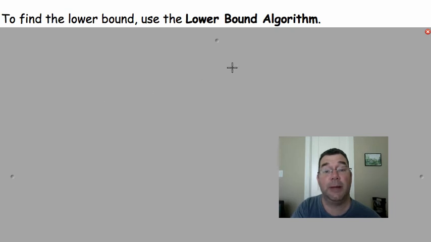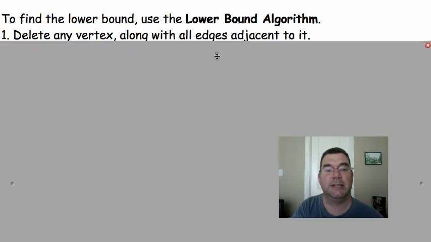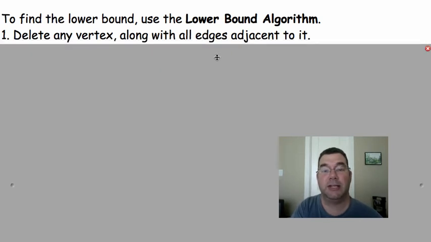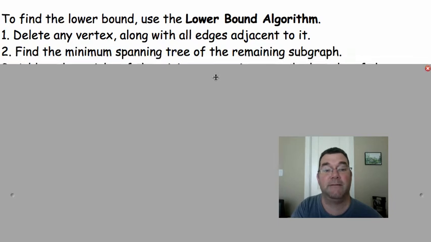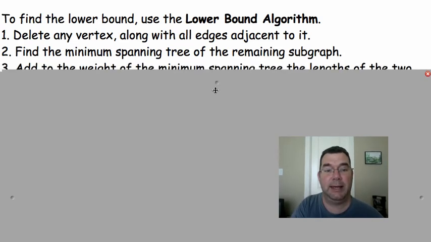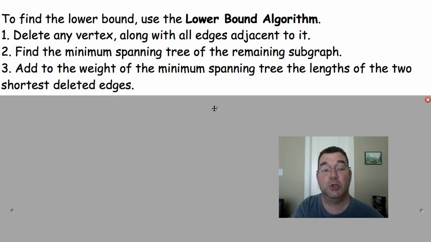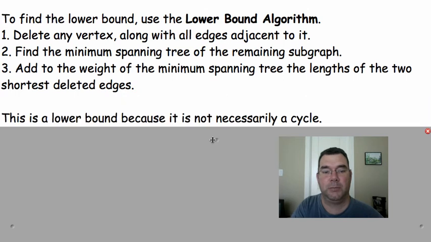Now to find the lower bound, I'm going to use what's called the lower bound algorithm. All right, so what I'm going to do is I'm going to delete any vertex along with all of the edges that are adjacent to it. Then I'm going to find the minimum spanning tree using any algorithm, either Prim's or Kruskal's. And then I'm going to add the weight of the minimum spanning tree to the length of the two shortest deleted edges. Okay, and this is a lower bound because it doesn't necessarily make a cycle.